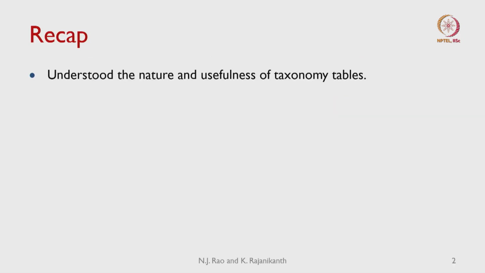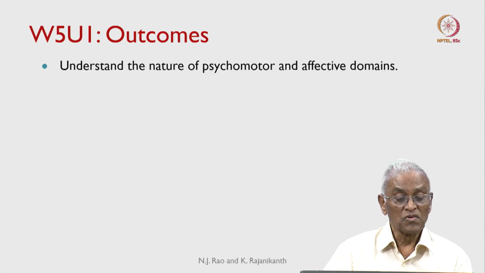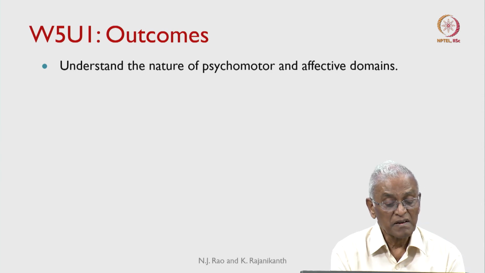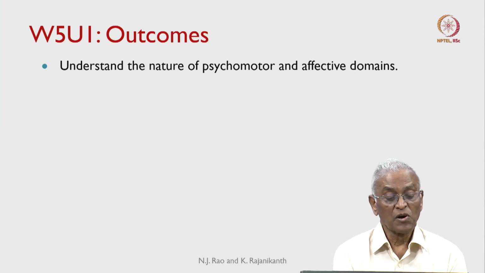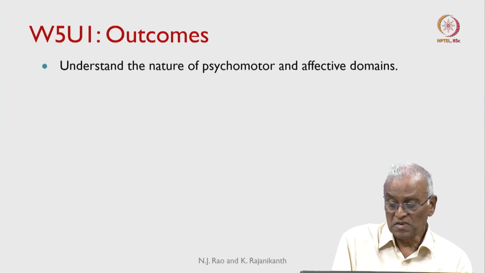In the previous unit we understood the nature and usefulness of taxonomy tables, which belong to the category of revised Bloom's taxonomy and revised Bloom-Vincenti taxonomy as well. Now we look at the other two domains, namely psychomotor and affective domains. We will try to understand the nature of these two domains in this unit.